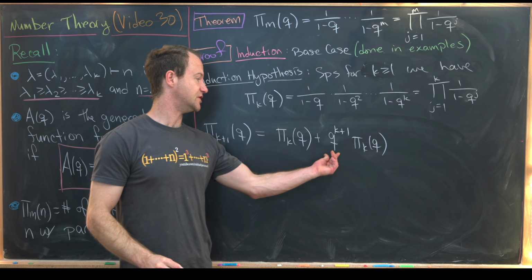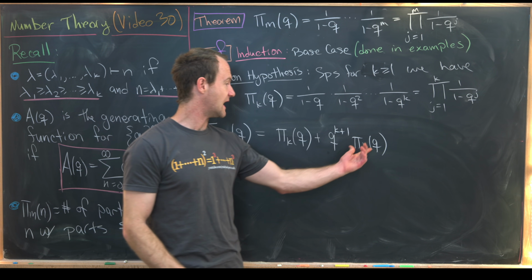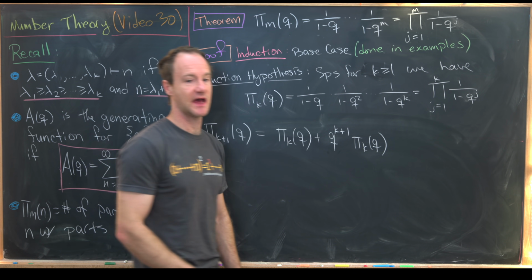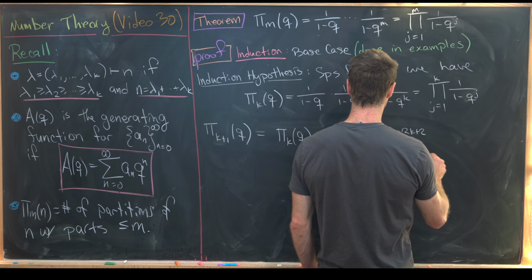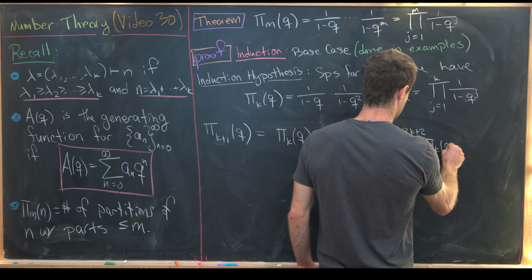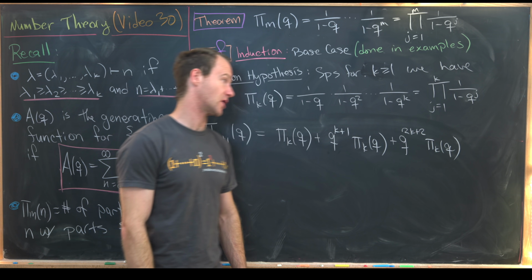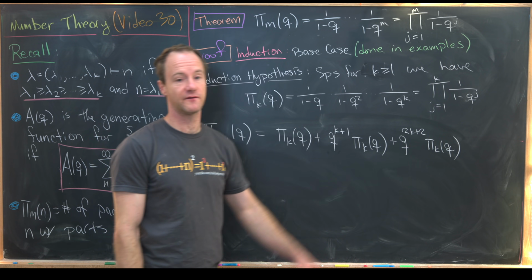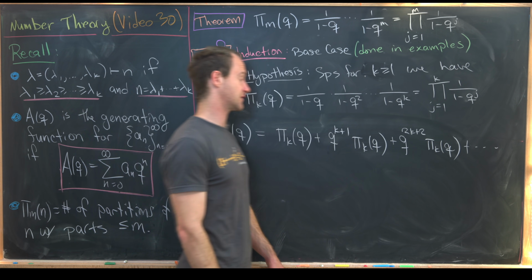So this would represent using a single part which is equal to k plus 1, and then everything else is less than or equal to k. And then next would be pi_k q to the 2k plus 2. So this would represent using exactly two parts that are equal to k plus 1 and all of the rest of them less than or equal to k. And then this extends forever.